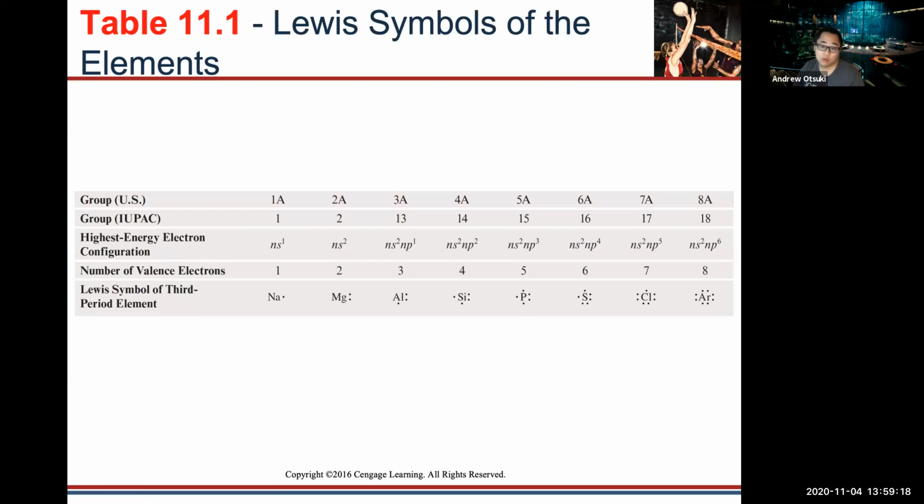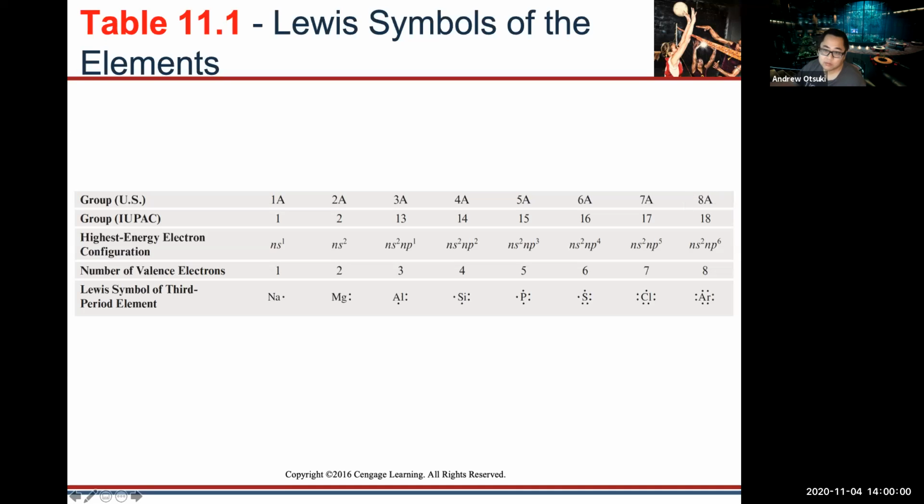So you can use the group number to figure out how many valence electrons those elements should have as an isolated neutral element. For example, sodium has 1 valence electron, magnesium 2, aluminum 3, silicon 4, phosphorus 5, sulfur 6, chlorine 7, argon 8. So we'll talk about what these symbols and these dots mean. That may come up on an exam, so it'll be helpful to know how to draw them. But when you're drawing these dots, I'll talk more about this.